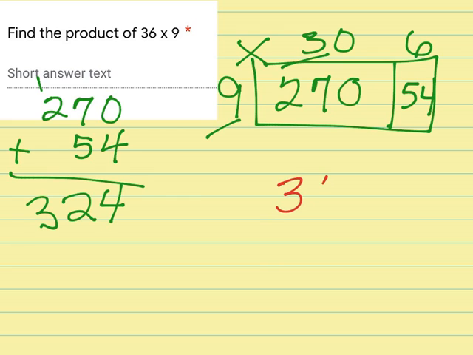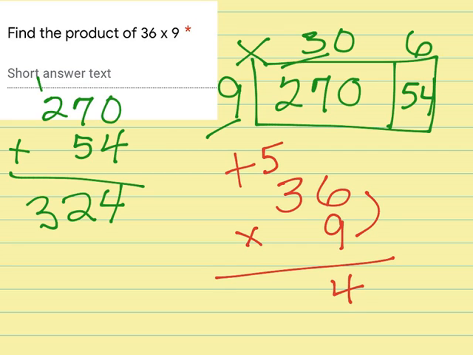Now I can also solve this using the algorithm. 6 times 9 is 54, carry that 5. 9 times 3 is 27, plus 5 is 32. I got 324 both ways that I did it, so that tells me that my answer is correct.